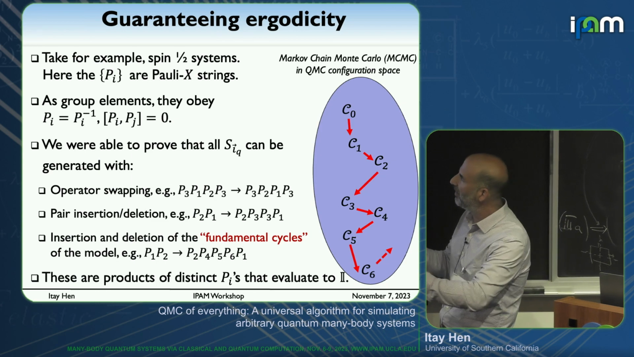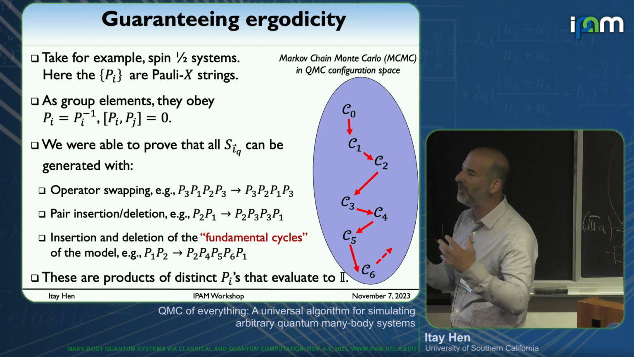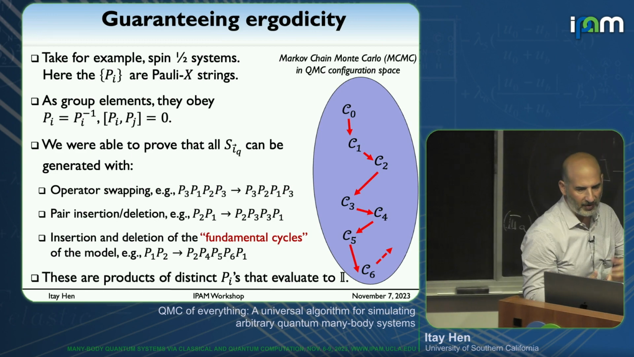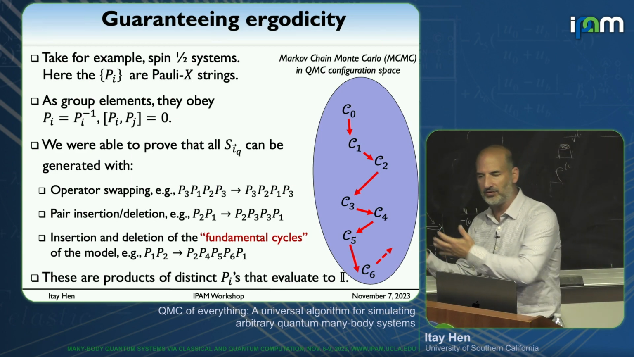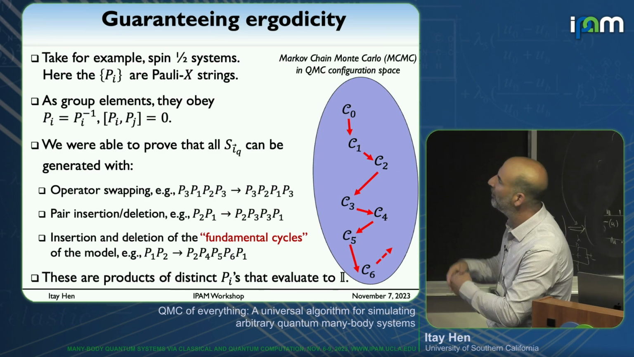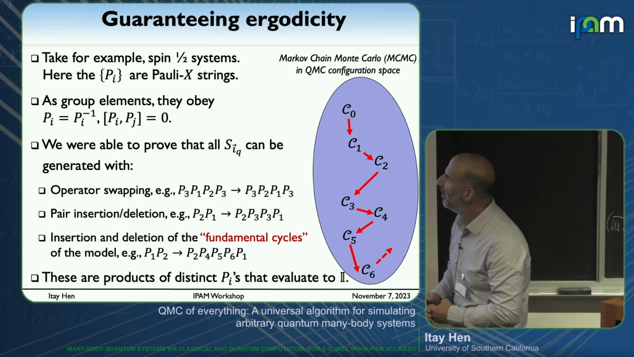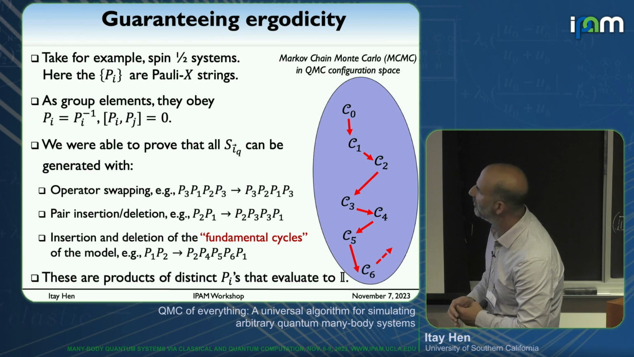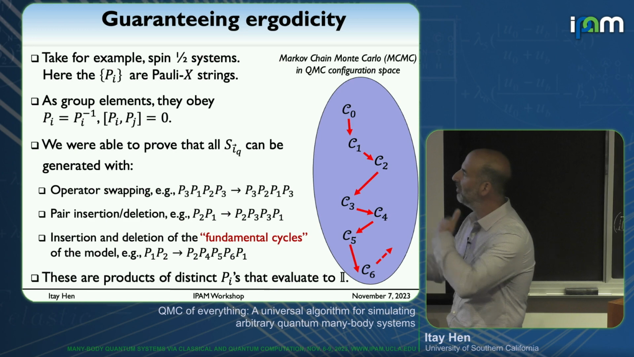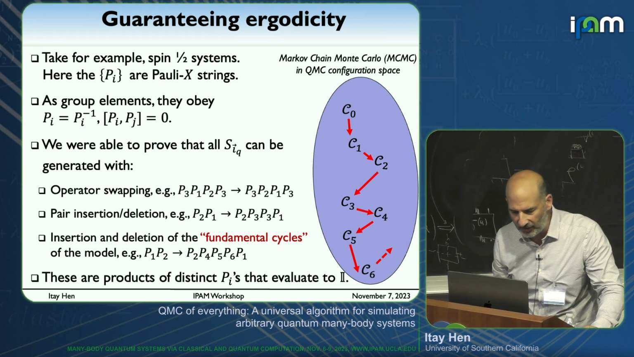So let's say that we take as an example a spin half system. In a spin half system, the P's are Pauli X strings, depending on what the Hamiltonian has. It could have X1, X2, and X2, X3, or maybe it's a transverse field, the sum of X1 plus X2 plus X3, and so on. It's strings of Pauli X's. But I know that as a group, every P is its own inverse, because Pauli X squared is the identity. And I know that all the Pauli X strings commute. It's a group. I'm going to use this property of a group.